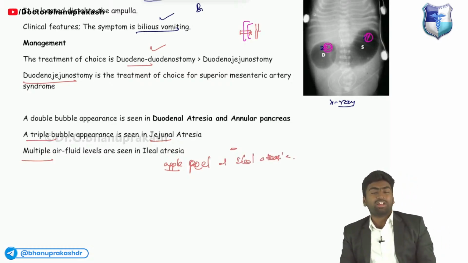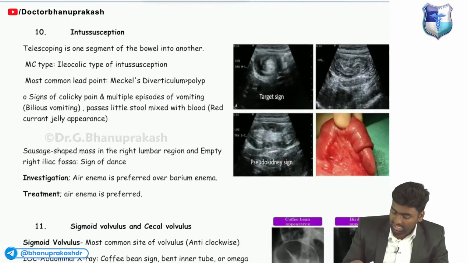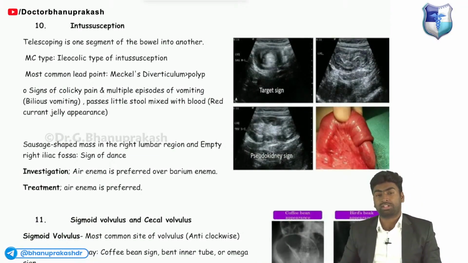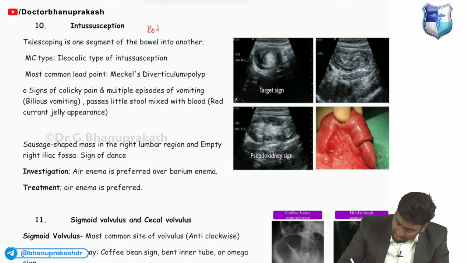Fine. This annular pancreas is associated with Down syndrome, and the same atresia is also associated with Down syndrome. Fine. Next we'll come to this complication which is known as intussusception. Now there is a child who is presenting after a history of vaccination, like after a history of rotaviral vaccination.